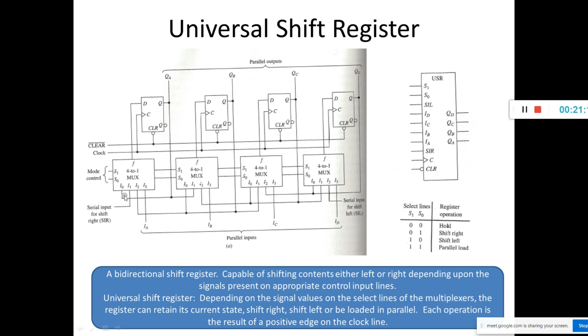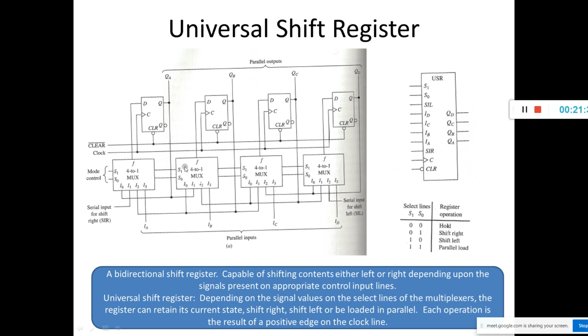Whenever the select lines are 0 0, I0 is selected, so it will hold the data. I0 goes to D, and then it is transferred to Q. It will hold the data. Similarly for the next flip-flops.